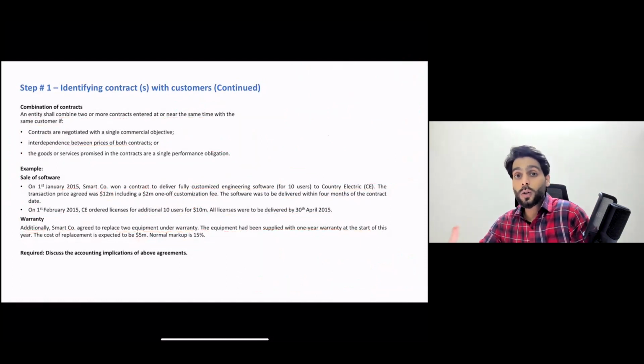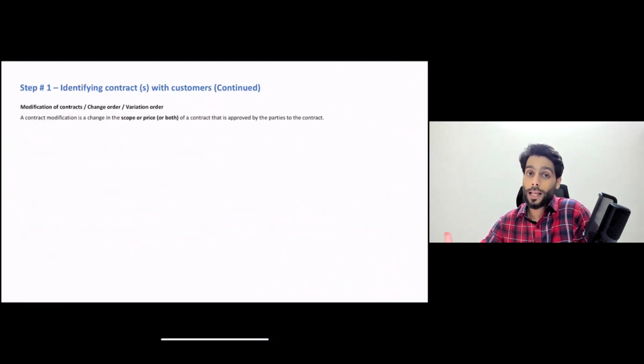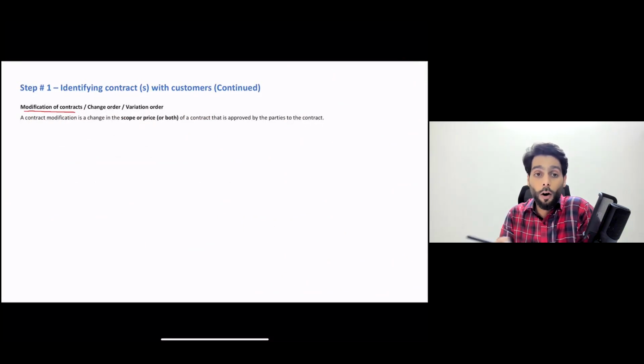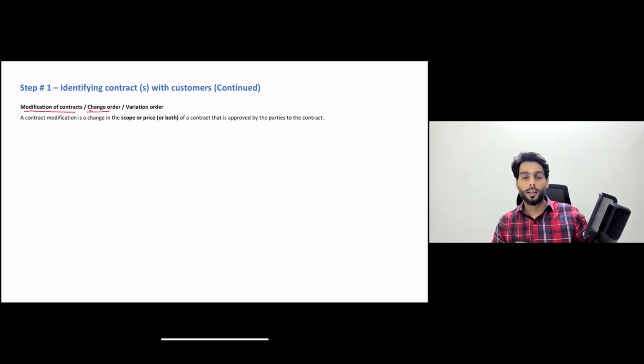And this can also come into your SBR paper. And relatively, this is slightly more numerical and more technical, I would say. So beware of this scenario. The area that I'm going to talk about is basically modification of contracts, which is often known as a change order or a variation order. So the topic we are studying is basically under step number 1, and the topic is about modification of contracts.